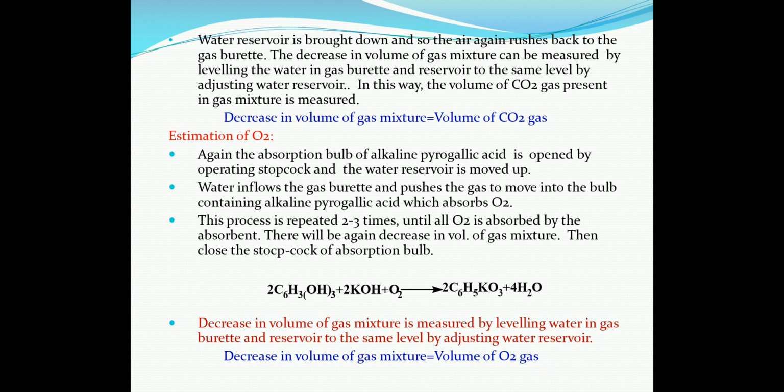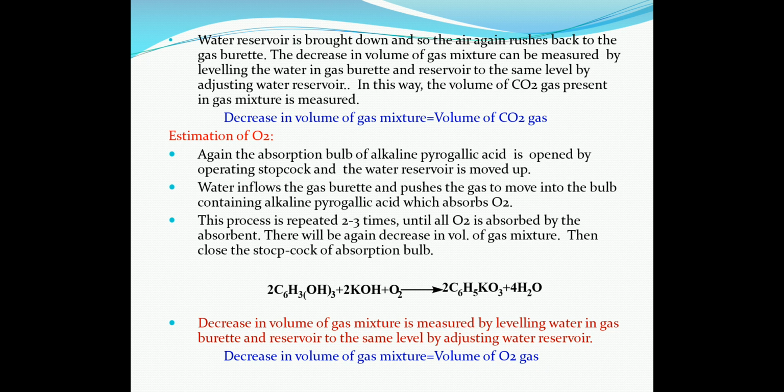The stopcock of middle bulb is closed, that is B bulb. Therefore, when we move water reservoir downwards, the remaining flue gas comes back to the gas burette. Again there will be decrease in volume of flue gas due to oxygen absorption by pyrogallic acid, which is alkaline in nature. This decrease in volume of flue gas is measured by leveling water in gas burette and water reservoir to the same level. Therefore, decrease in volume of flue gas gives the volume of oxygen.